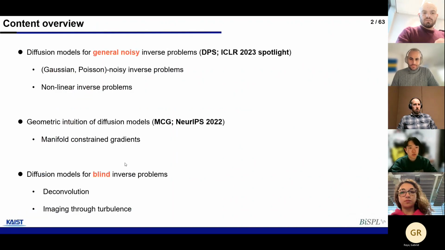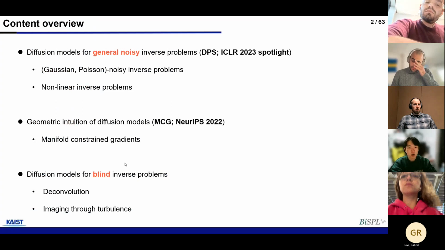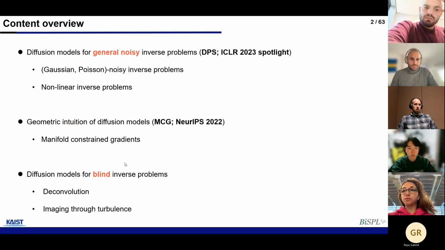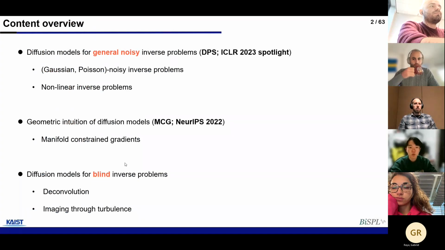The talk will be structured in a bit of an odd way because we're going to first talk about two closely related works in reverse order. The first part of the talk will be about a paper named DPS, accepted to ICLR recently. Then we will move backwards and talk about MCG, which was supposed to be the main content of the talk today. And finally, if time allows, I would also like to briefly touch on the most recent work that applies these methods to more advanced problems called blind inverse problems.